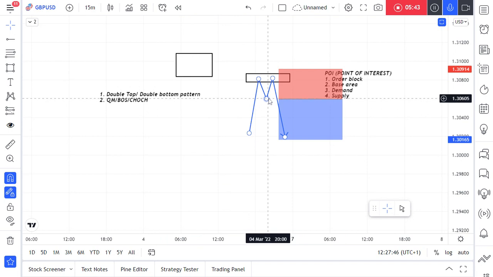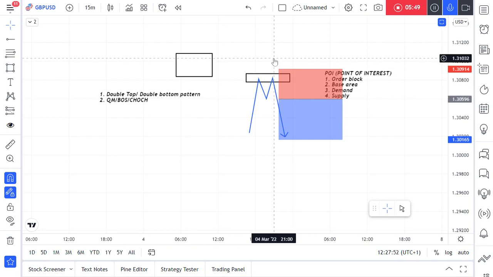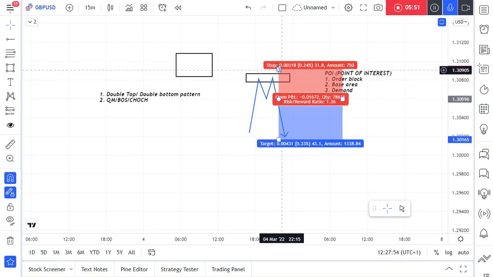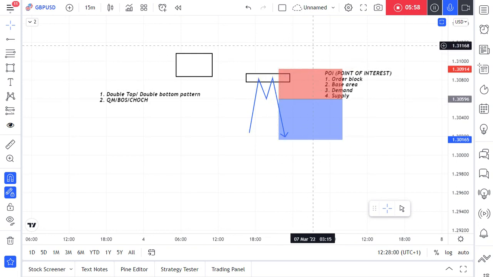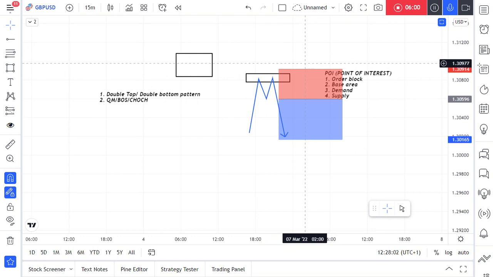It is wrong. Please, if you are trading this way, stop selling or buying from the necklines. It is wrong. Your risk will be unnecessarily high. Imagine if price decides to go back and hit your stop loss, you are going to be losing 31 pips, which is a huge amount of pips to lose on your trade.